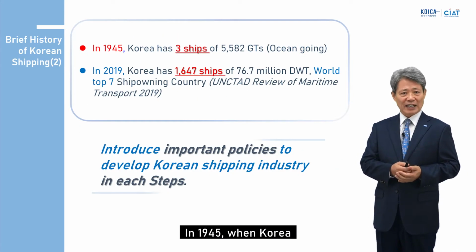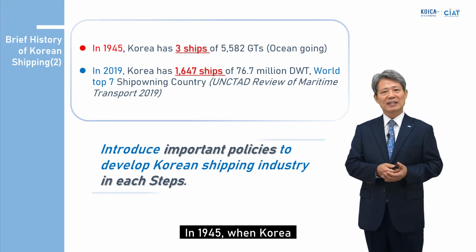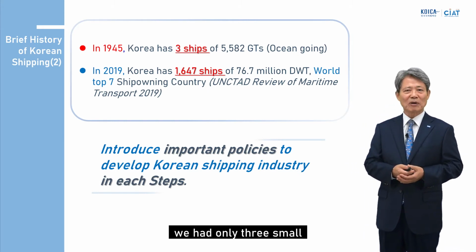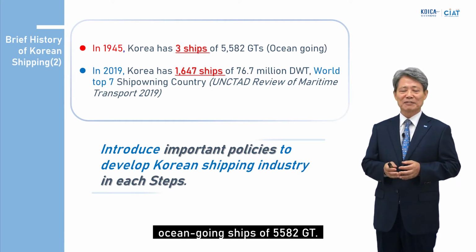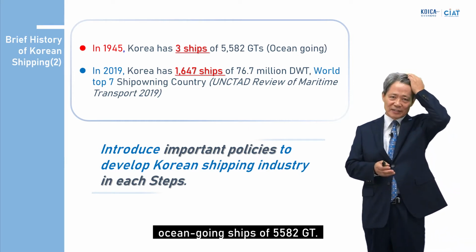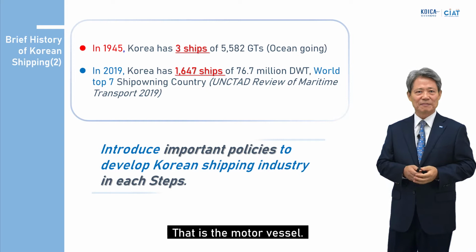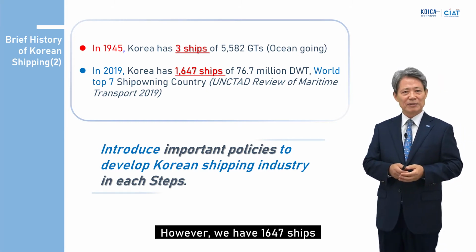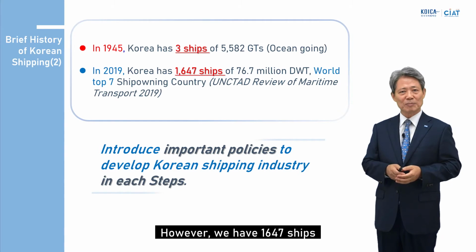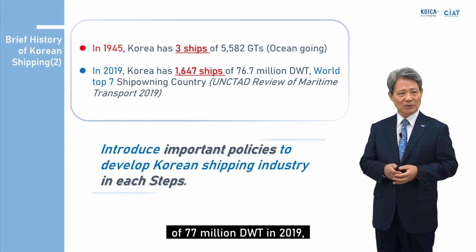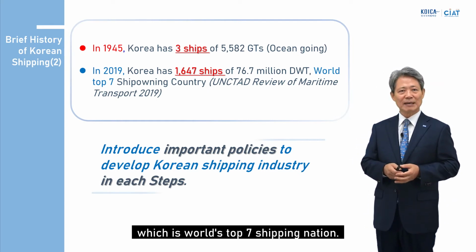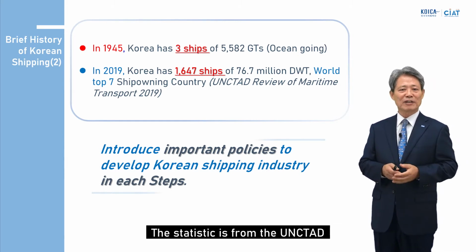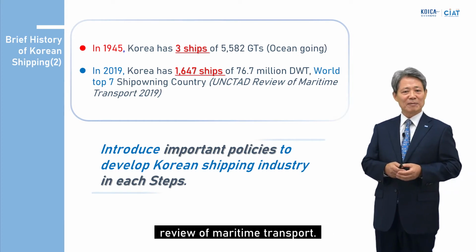In 1945, when Korea became independent from Japan, we had only 3 small ocean-going ships of 5,582 gross tons. That is the motor vessel. However, we have 1,647 ships of 77 million deadweight tons in 2019, which makes us the world's top 7 shipping nation. The statistic is from the UNCTAD Review of Maritime Transport.